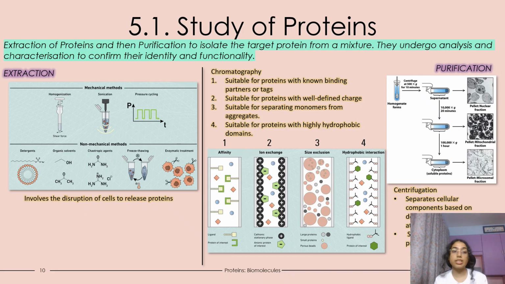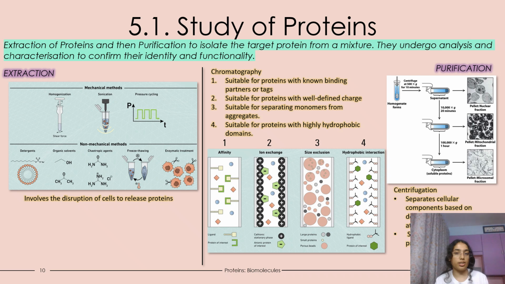Study of proteins. This includes extraction of proteins and then purification to isolate the target protein from a mixture. They undergo analysis and characterization to confirm their identity and functionality. Beginning with extraction, which involves the disruption of cells to release proteins, there are two types. Mechanical, which includes homogenization, which uses shear force, sonication, which uses ultrasonic waves, and pressure cycling, that applies high pressure for gentle lysis of tough cells.